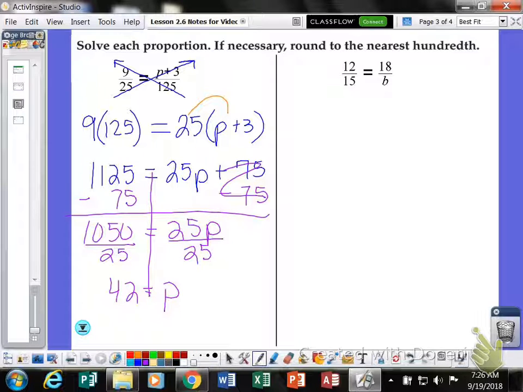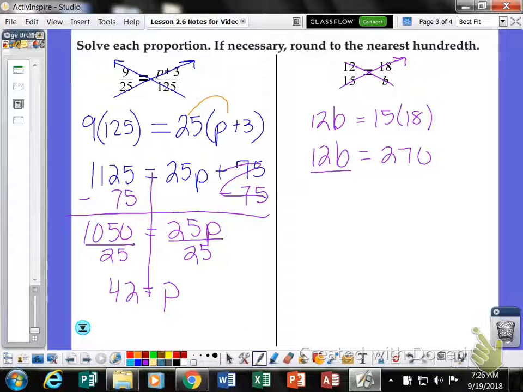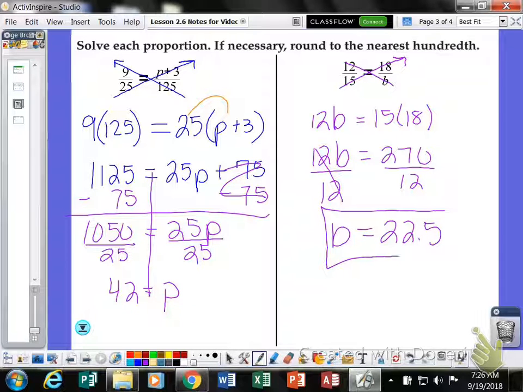Okay, so for the next one, we're going to cross multiply. So I'm going to take 12 times b. I'm going to cross multiply 15 times 18. So I have 12b equals 15 times 18, which is 270. Multiplying, so the opposite operation or inverse operation is to divide by 12. So b equals 270 divided by 12, which is 22.5. And there is your answer for that. So you're just using cross products and solving for the unknown.